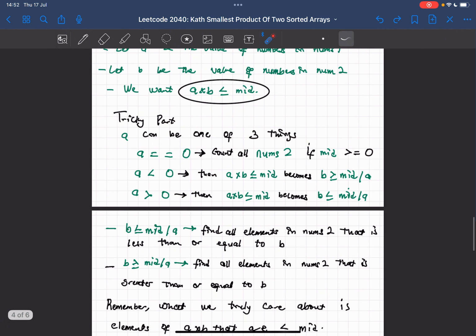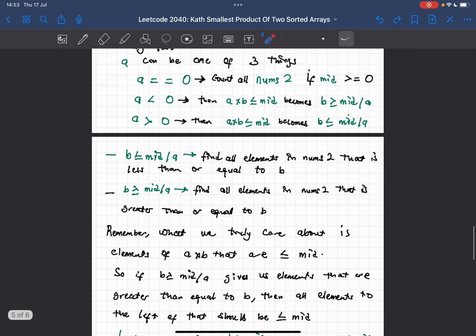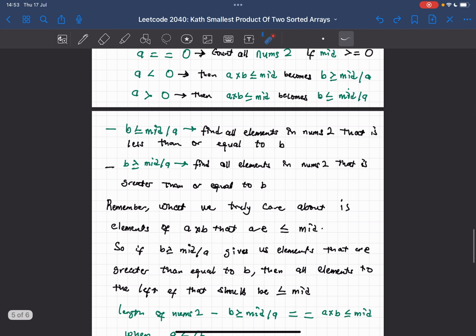And I put here b less than or equal to mid divided by a means find all elements in nums2 that are less than or equal to b. That's basically what we're doing. But if b is greater than mid divided by a, we're trying to find all elements in nums2 that are greater than or equal to b. I hope I haven't lost you there. But please just follow along. I'm sure when we get to the code, it will become clearer.